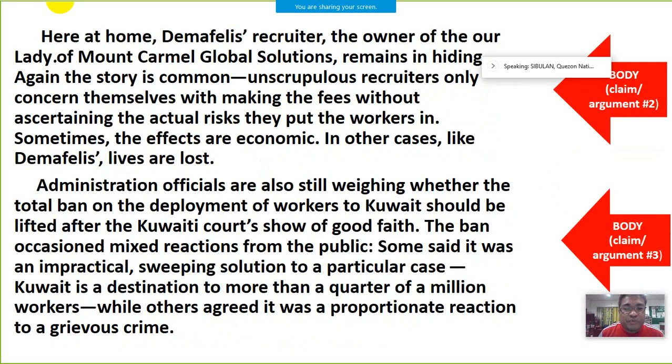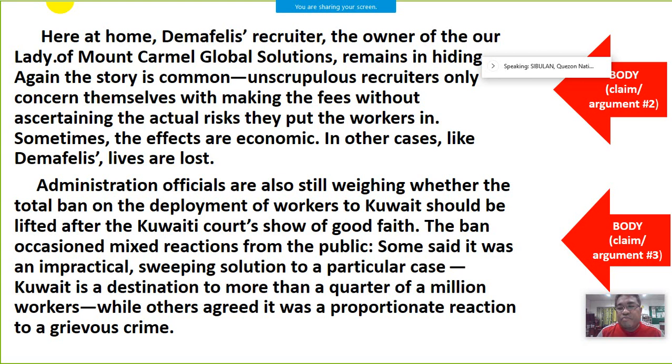Now let's have the next paragraph. Here at home, Di Maffei's recruiter, the owner of the Our Lady of Mount Carmel Global Solutions, remains in hiding. Again, the story is common. Unscrupulous recruiters only concern themselves with making the fees without ascertaining the actual risks they put the workers in. Sometimes the effects are economic. In other cases, like Di Maffei's, lives are lost.